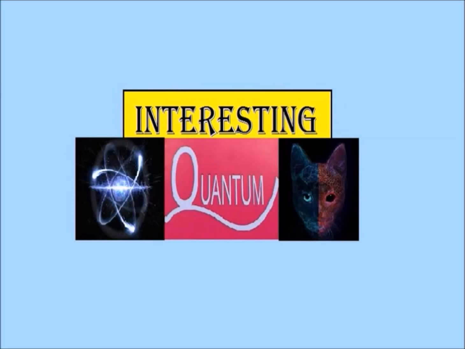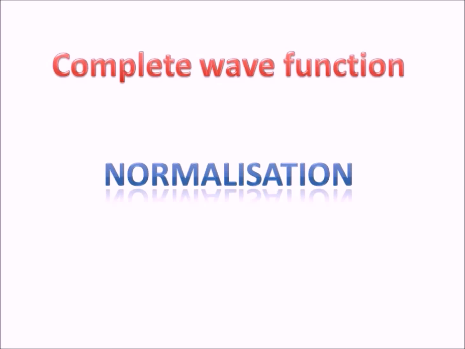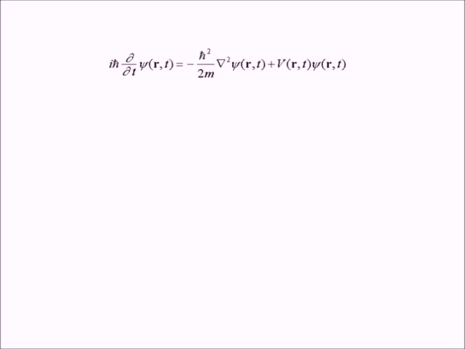In this video, we are going to see the complete wave function and how to normalize it, that is, the normalization, through one example. Now let's start with Schrodinger's time-dependent wave equation.